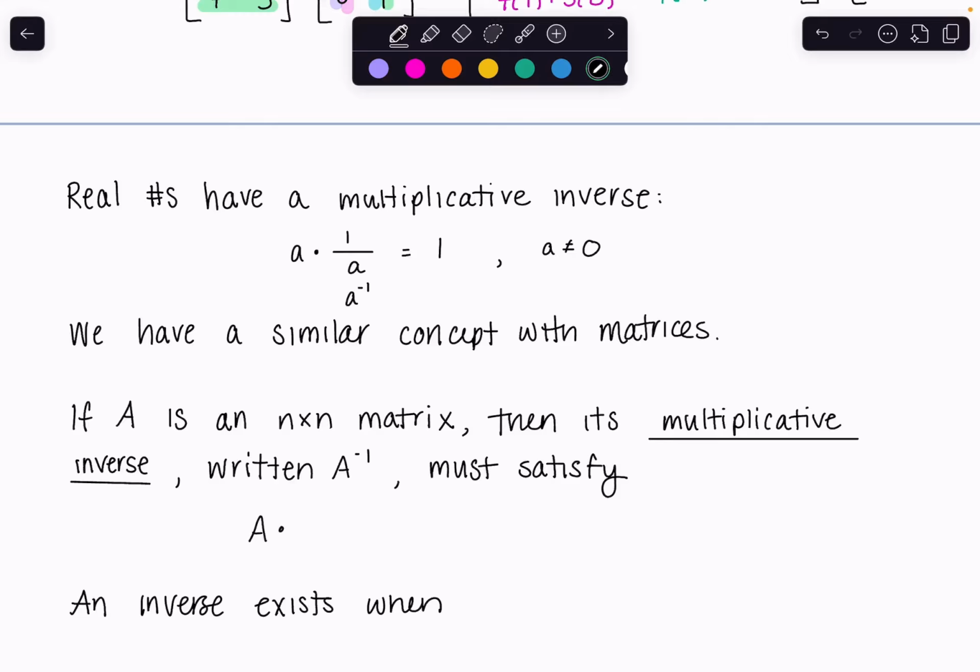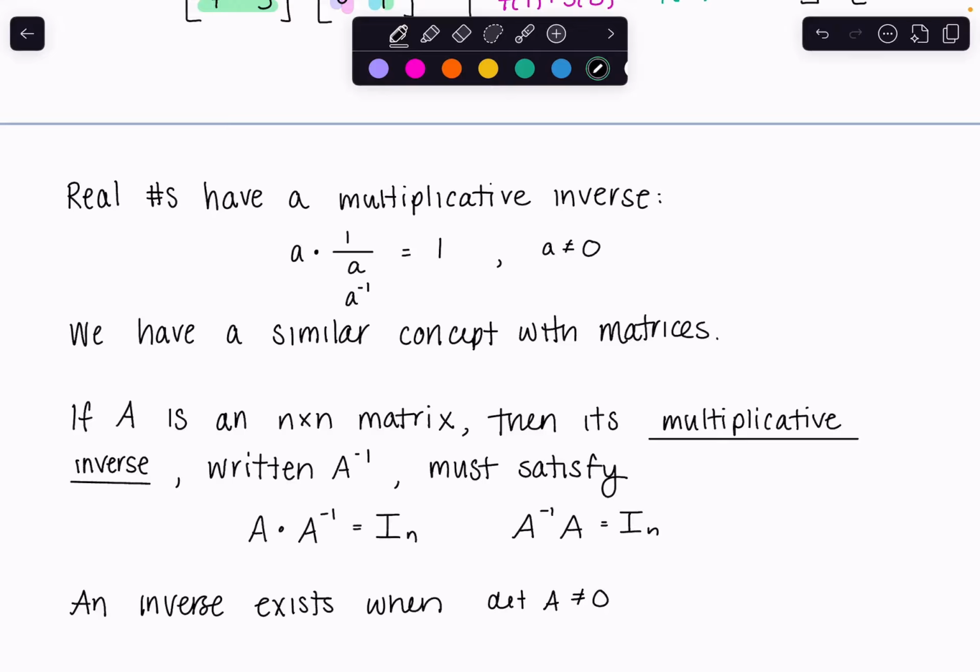If I take A and I times it by its inverse, it better land me back at my identity, just the identity of whatever order that matrix is. But it also needs to happen for the reverse. If I do the other multiplication, again, I still should end up back at the identity. So just like with the real numbers, this works as long as the value of A isn't 0. For us, an inverse is going to exist when the determinant of this matrix does not equal 0.